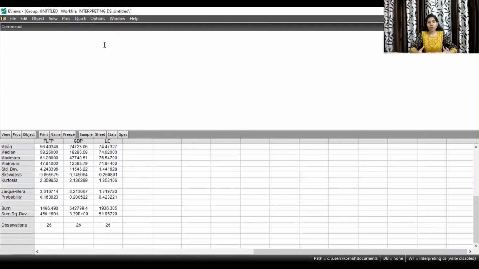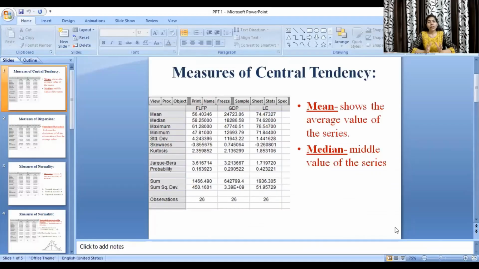Moreover, if you want to learn how to run descriptive statistics steps in detail, and how to obtain data from World Development Indicators and all the steps for obtaining descriptive statistics in detail, you can go to my video on descriptive statistics. I'm also attaching the link for the same in this video. Okay, so these are the results of the descriptive statistics obtained with the help of EViews.